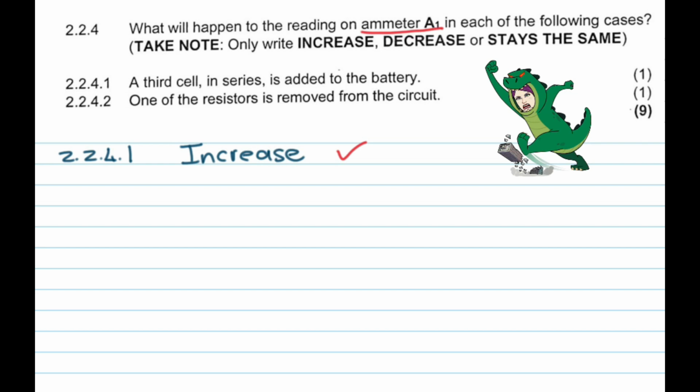Then question 2.2.4.2. One of the resistors is removed from the circuit. Now remember, when we take the resistors away, the current can flow faster, which means in this case the second answer would also be increase with a tick mark there.